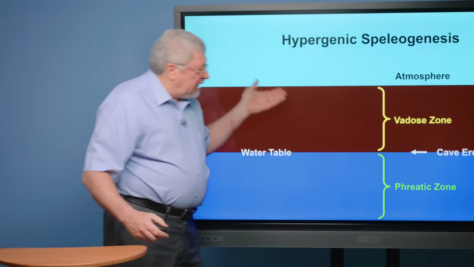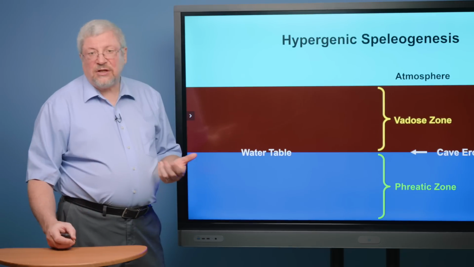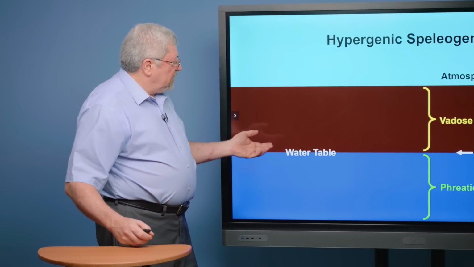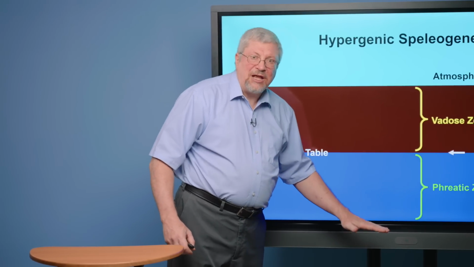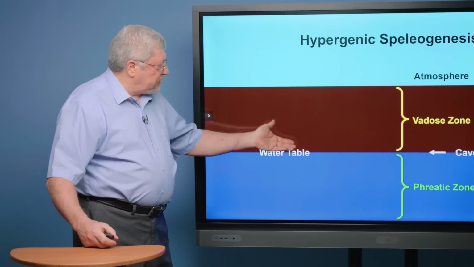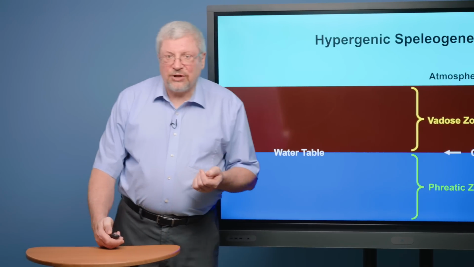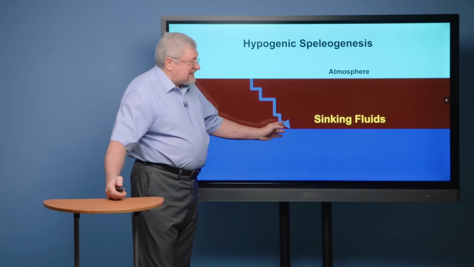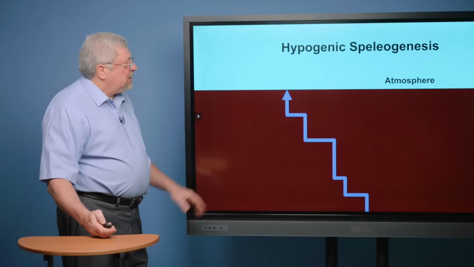In order to get a large cave, it takes a long time, probably thousands of years. Also, to get verticality in the cave, for a cave to have many levels, you're going to have to change the water table. And of course, your water source is always from above. That is the theory of hypergenic speleogenesis. So it's caused by sinking fluids going to the water table.